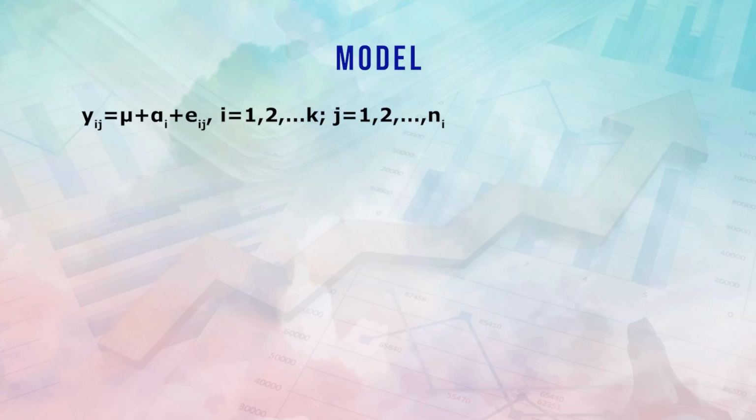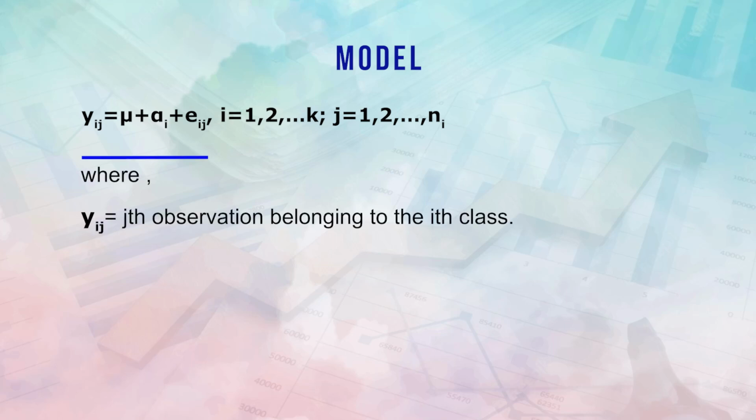Now we come to the model of a one-way classified data. You can see the model is Yij equals mu plus alpha i plus eij, where i runs from 1 to k and j runs from 1 to ni. So here we have to explain what the components in this model are. First of all, Yij is the jth observation belonging to the ith class. That means if we stick to our example, suppose there are n1 plots receiving fertilizer A1. So Yij will be the yield of paddy in the jth plot receiving the fertilizer Ai.